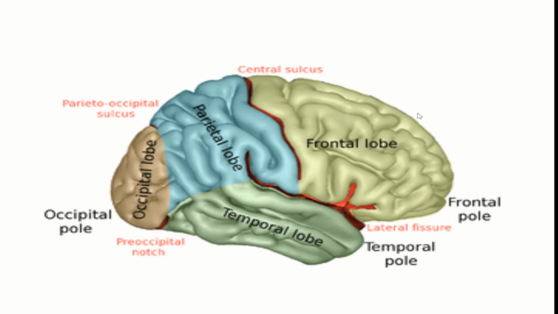Now, many of the bones of the skull share names with the lobes of the brain. So that's why I threw this picture in here, because these names that we learned way back in our nervous system unit are going to show up again.